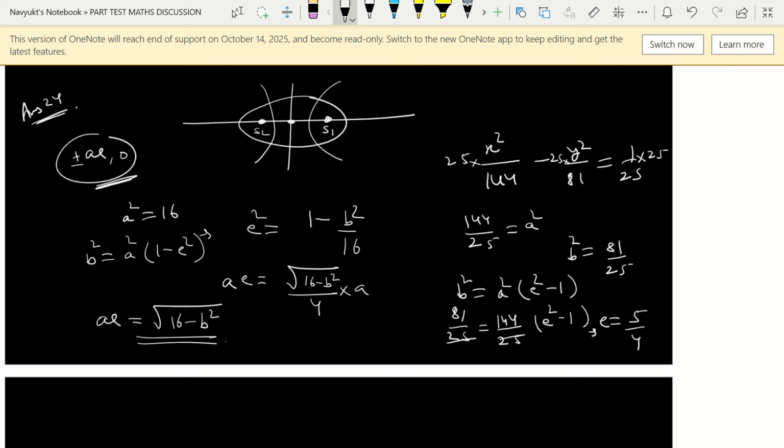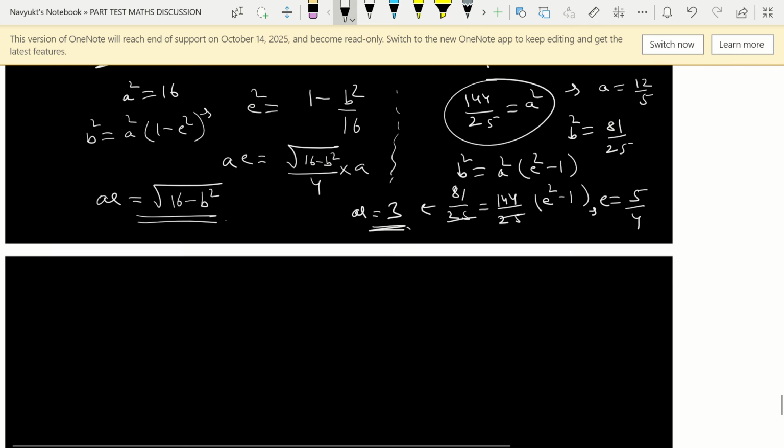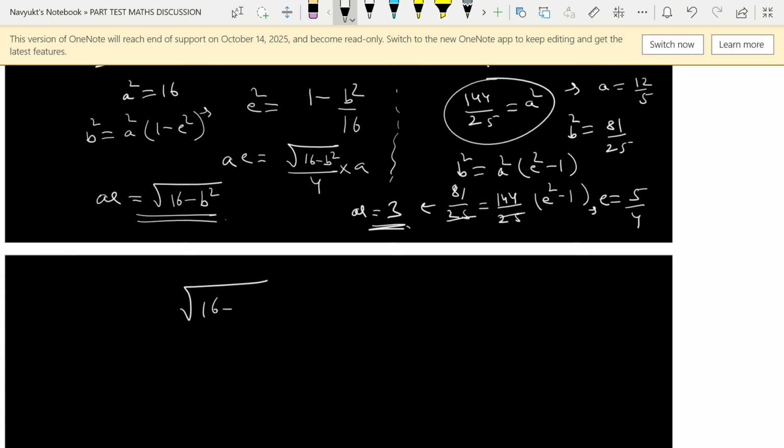And a square was 144 by 25. How much is a from here? 12 by 5. So for this we have a as 12 by 5 into this 5 by 4, which is 5 by 3. Correct? So these coincide, meaning both of these values are the same. So root 16 minus b square is equal to 3. We'll simply square and get 16 minus 9 will become b square, which gives us the b square value as 7. Right? So that is the answer for this question.